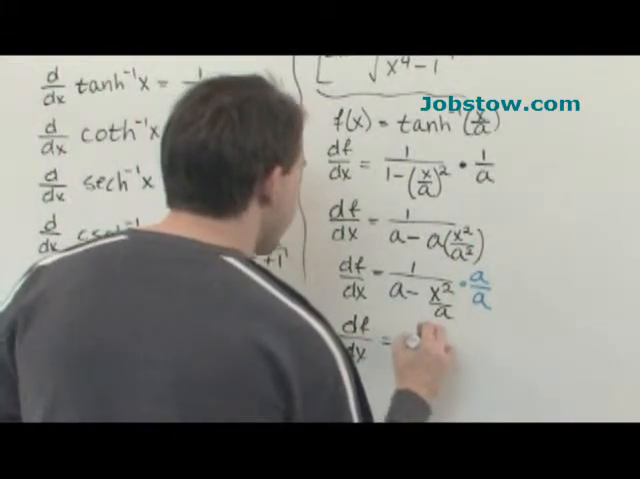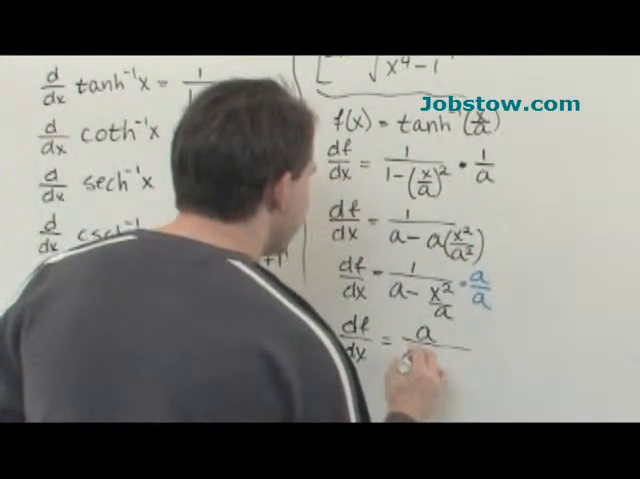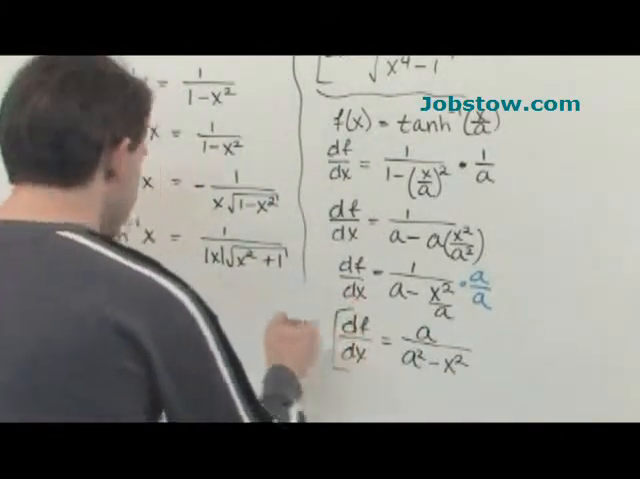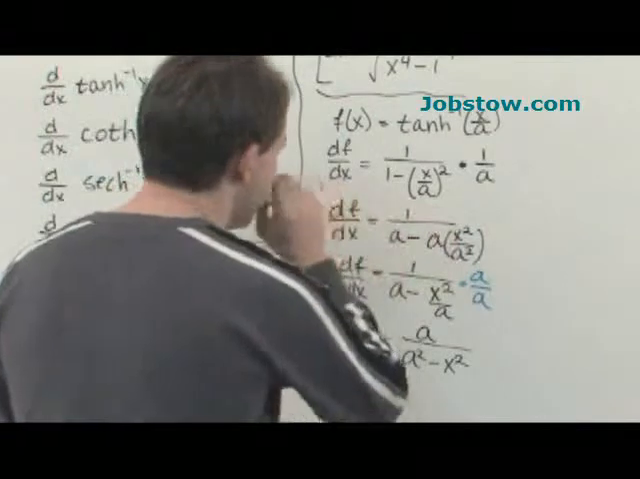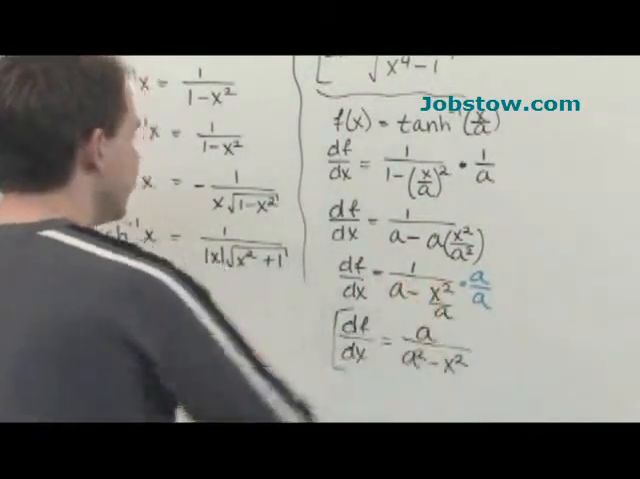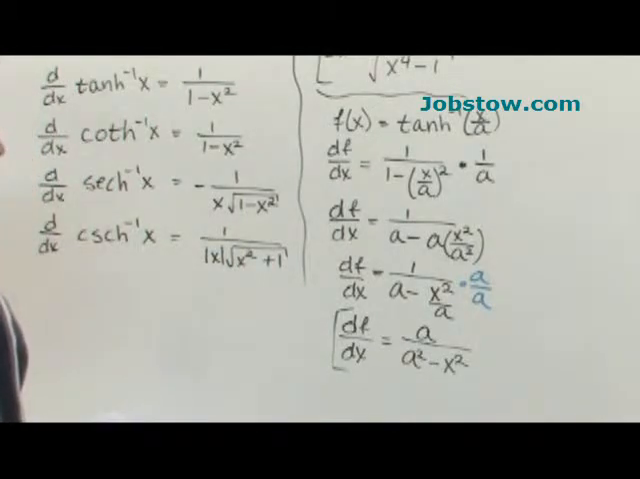So on the top we're going to have a, and on the bottom you'd have a squared minus x squared, and that would be the answer. Now, even up here you had the answer. You're just doing simplification. This is just making it look pretty so you don't have this ugly fraction on the bottom here, a over a squared minus x squared.